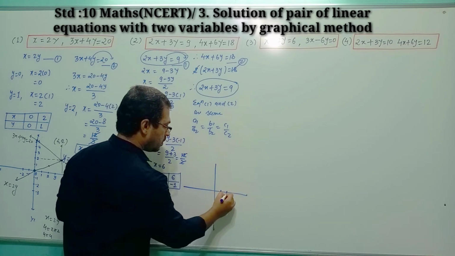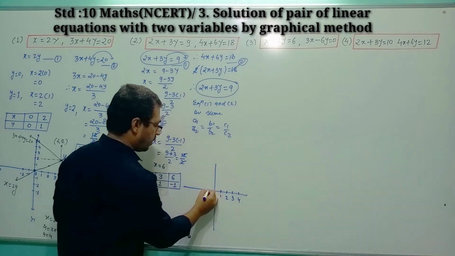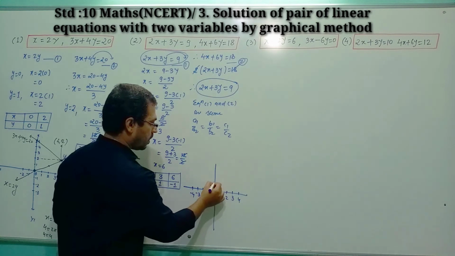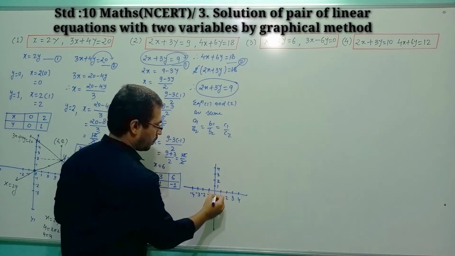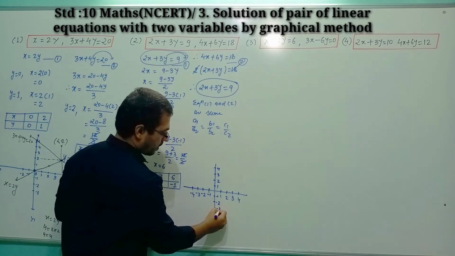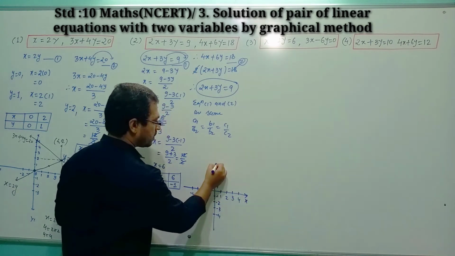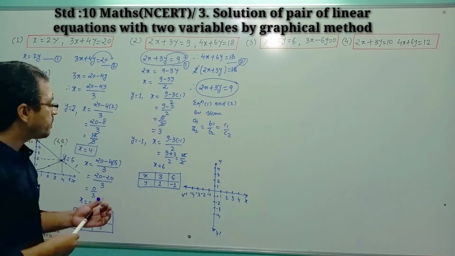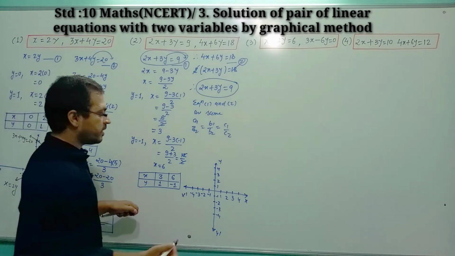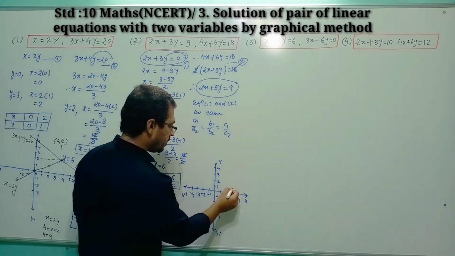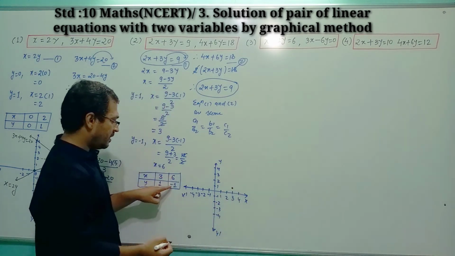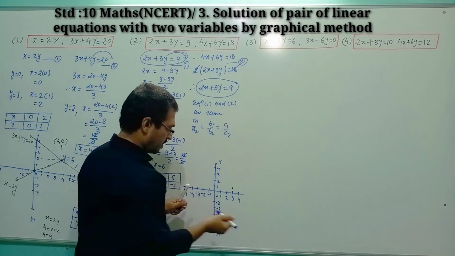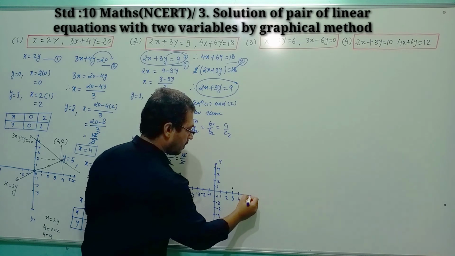1 2 3 4, minus 1 minus 2 minus 3 minus 4, 1 2 3 4, minus 1 minus 2 minus 3 minus 4. This is the x axis, y, x dash and y dash. Okay students, 3 and 1, x is 3, y is 1. So this point will be over here. x is 6, y is minus 1, right students? So let us extend over here, so 5 and 6.